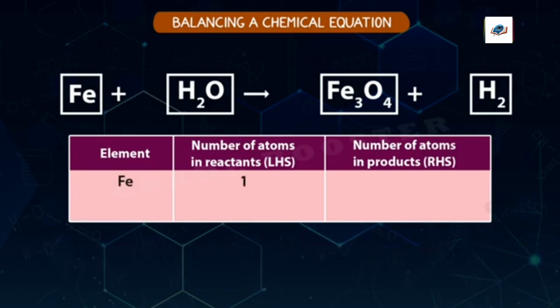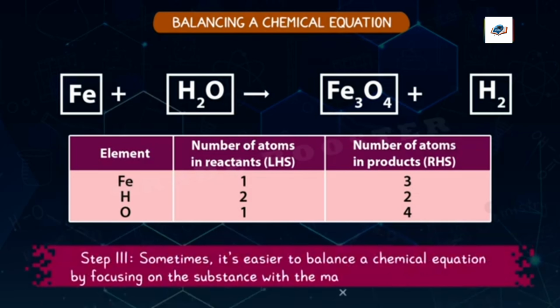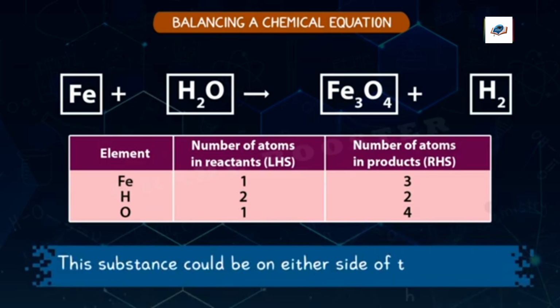Iron, number of atoms in the reactants is 1 and in the products it is 3. Hydrogen, number of atoms in the reactants 2, in the products 2. Oxygen in the reactants 1 and in the products 4. Step 3. Sometimes it is easier to balance a chemical equation by focusing on the substance with the maximum number of atoms. This substance could be on either side of the equation.